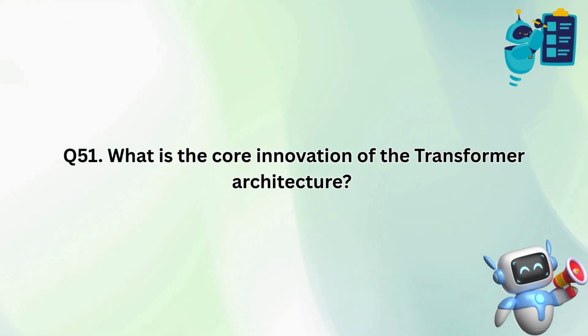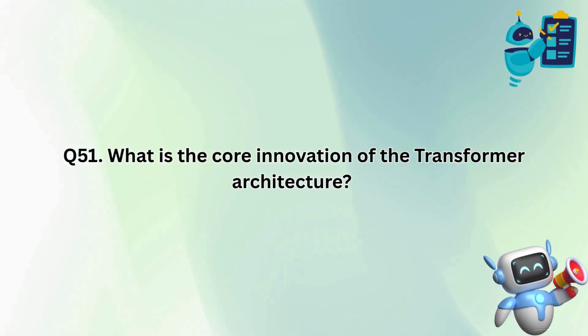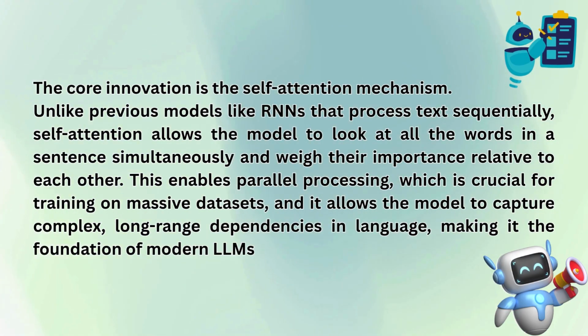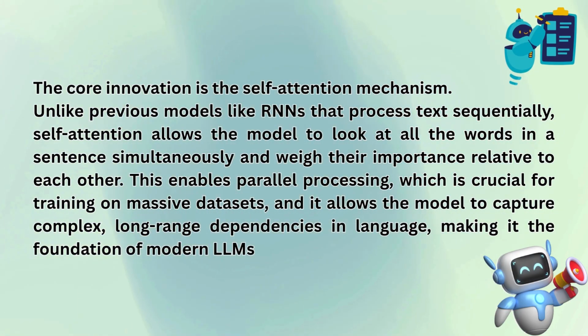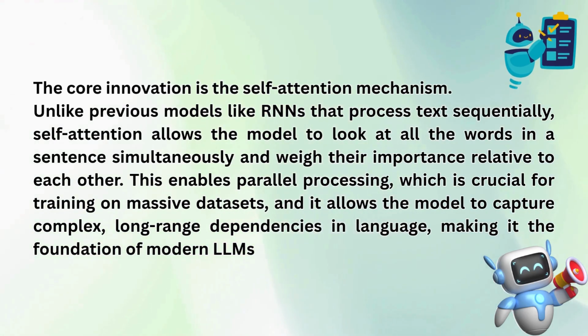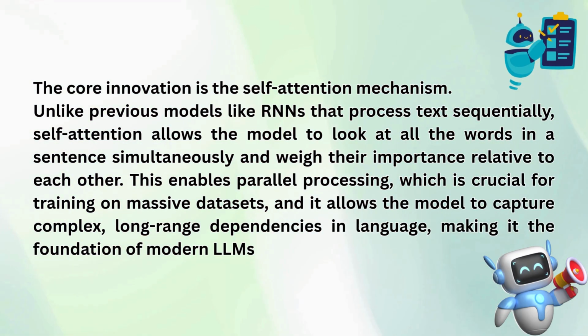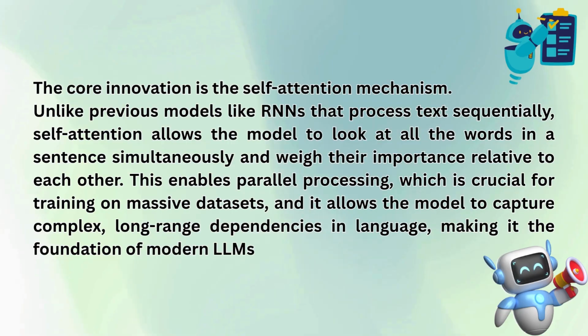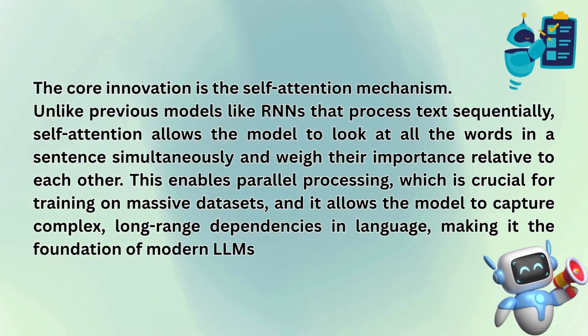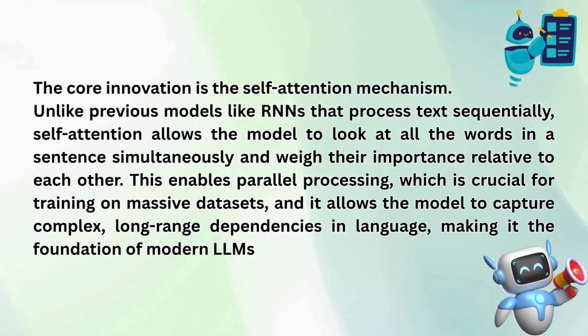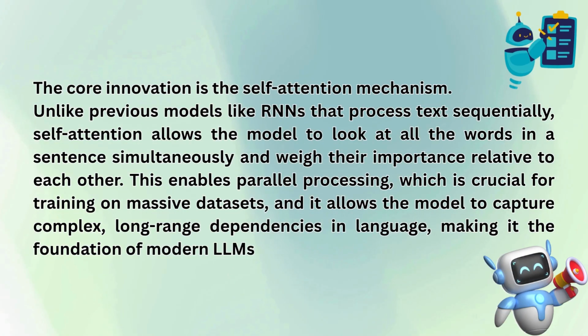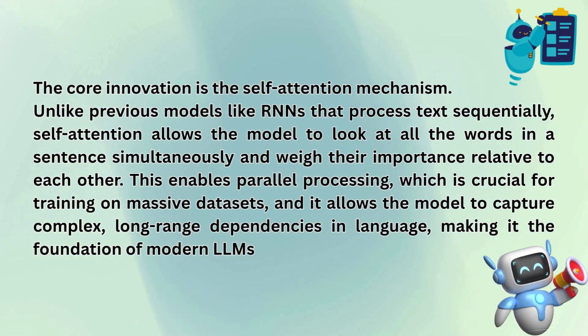What is the core innovation of the transformer architecture? The core innovation is the self-attention mechanism. Unlike previous models like RNNs that process text sequentially, self-attention allows the model to look at all the words in a sentence simultaneously and weigh their importance relative to each other. This enables parallel processing, which is crucial for training on massive datasets, and it allows the model to capture complex, long-range dependencies in language, making it the foundation of modern LLMs.